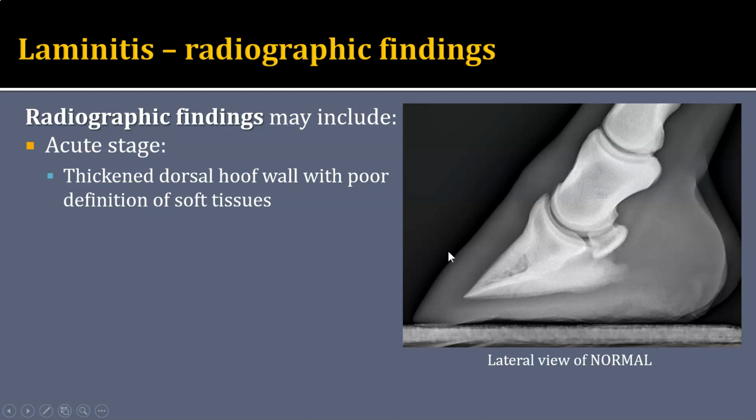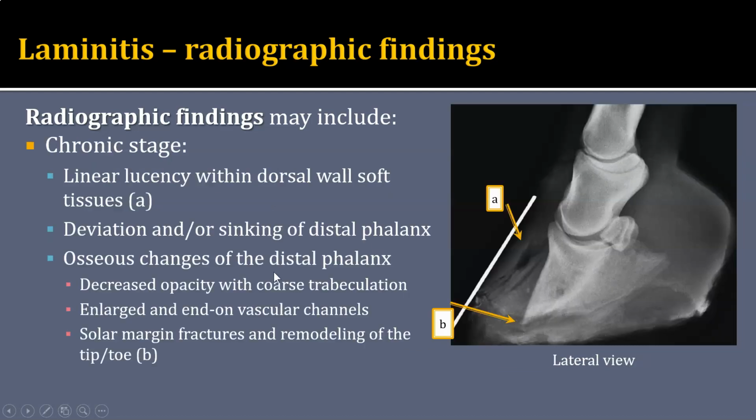There are certainly measurements available for dorsal cortex thickness, and it can depend on the type of patient, horse, the breed, whether it's a pony. Without magnification correction, one that you can keep in mind is that the dorsal hoof wall thickness in this dimension should be no greater than about 20 millimeters.